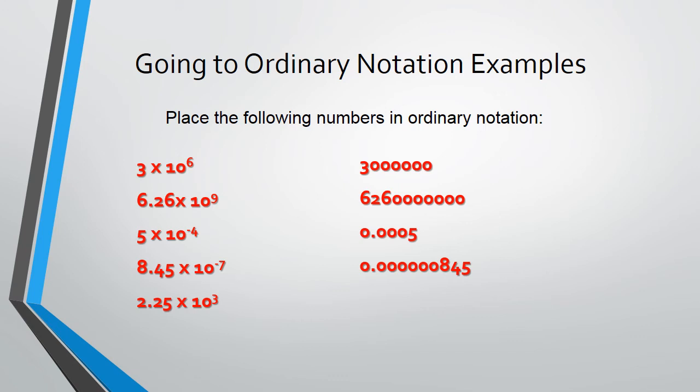Last but not least, you write 2.25. So you move the decimal already 2 digits, so you already multiplied by 100. So you have 3 minus 2 becomes 1. So the answer will be 2250. So by a little practice, you will master converting from ordinary notation to scientific notation and vice versa.